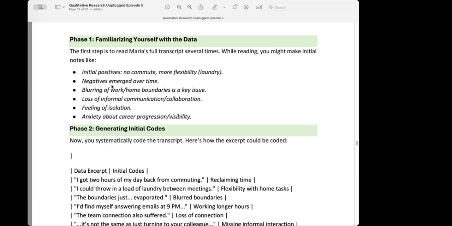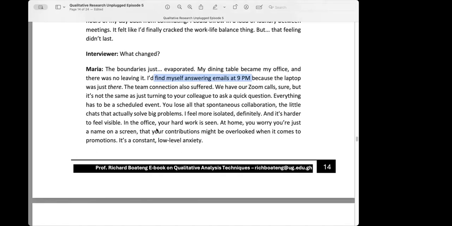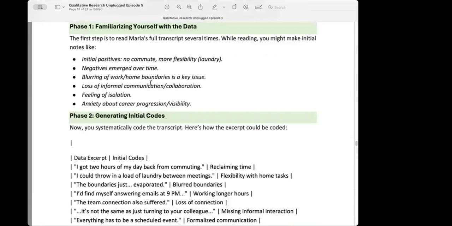That powerful statement, "the boundaries between work and home just evaporated," would almost certainly lead to the code blurred boundaries. Her comment, "I'd find myself answering emails at 9 p.m. because a laptop was just sitting there," could be coded as working longer hours, or maybe difficulty switching off. Right. Phrases like "the team connection also suffered," or "you really missed that informal interaction by the water cooler," clearly suggest codes reflecting loss of connection and missing informal interaction.